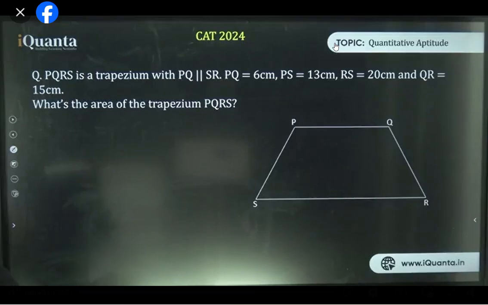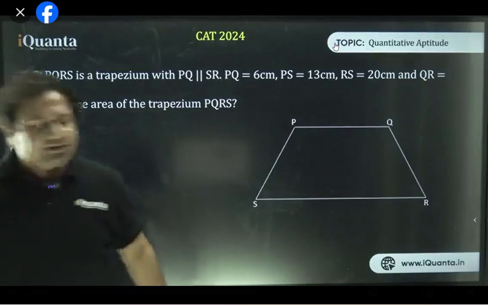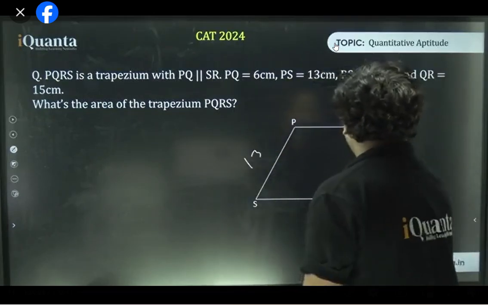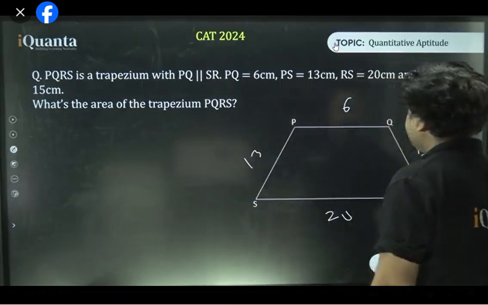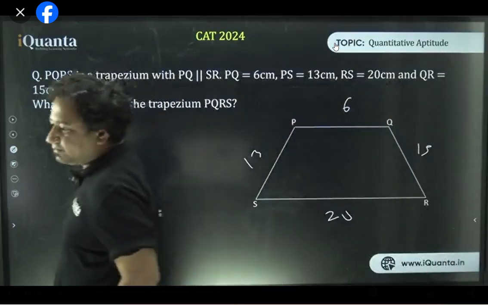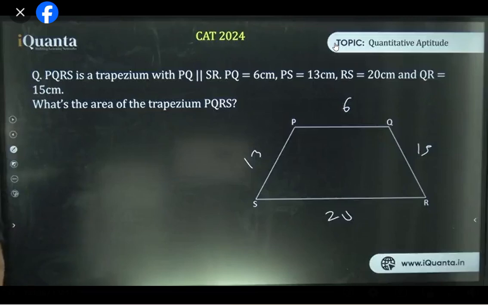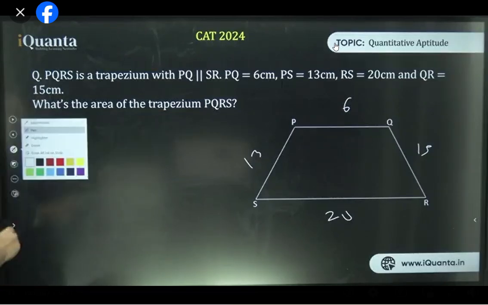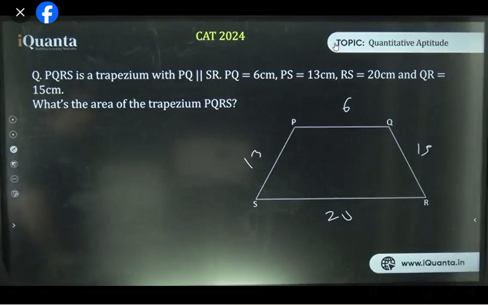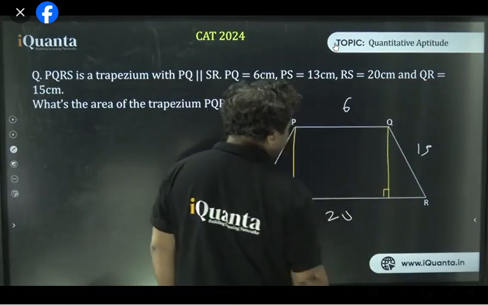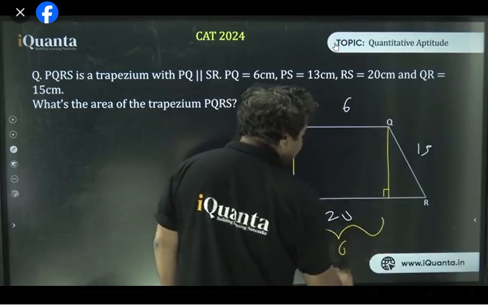So let's do this question, everyone. It says PQ is parallel to SR. PQ is 6, PS is 13, RS is 20, and QR is 15. All right. Need to find the trapezium. What can be done? Aritrika has found the answer. How, Aritrika? If we draw a perpendicular like this, and here as well, a perpendicular, this thing will be 6 only. Yeah, we understand that.